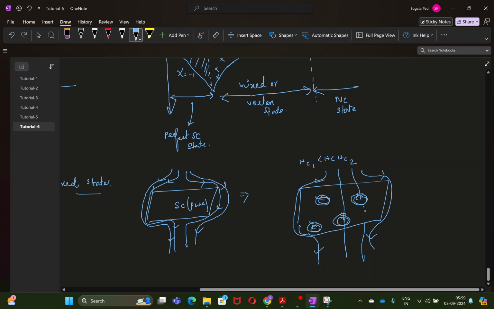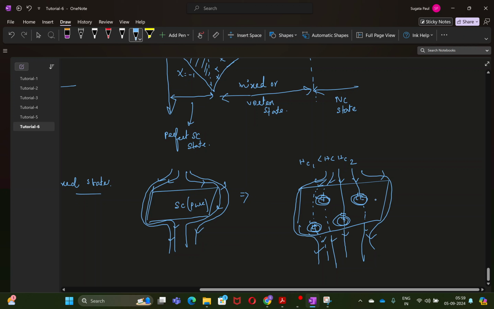Okay, so this is roughly a drawing. Just consider it like the field lines are being able to penetrate through these normal metallic regimes.